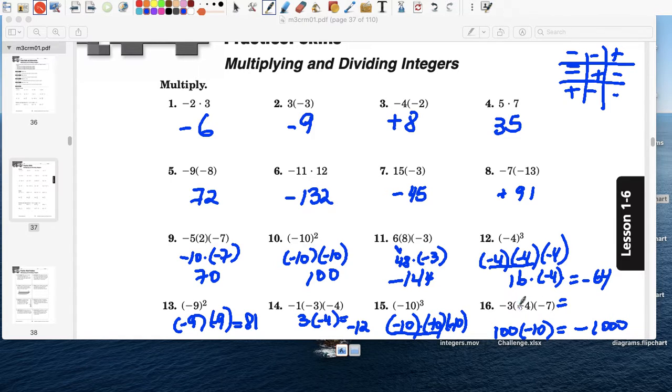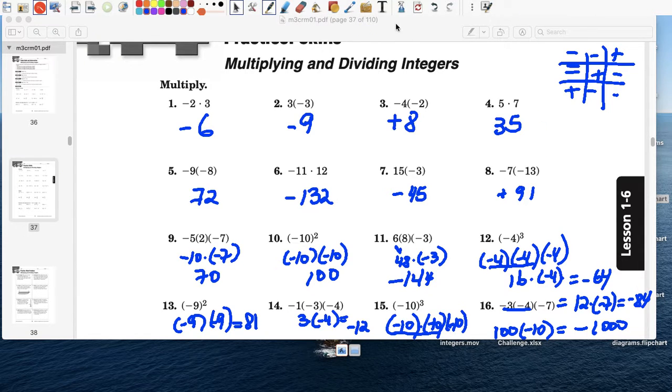And the last one over here, negative 3 times negative 4 is 12. Negative times a negative is positive. 3 times 4 is 12. And now 12 times negative 7. Positive times a negative is a negative.